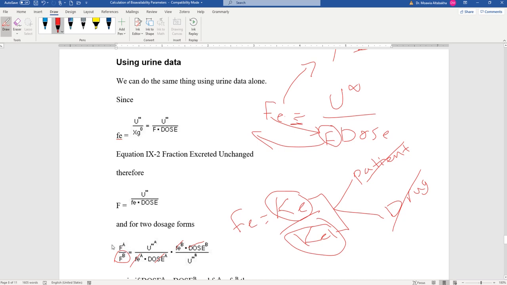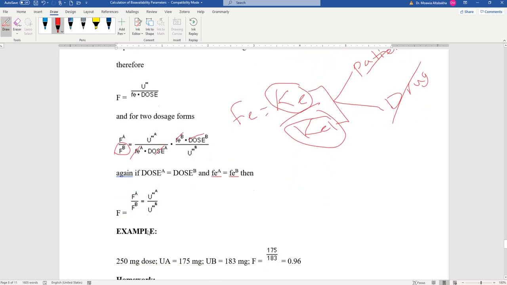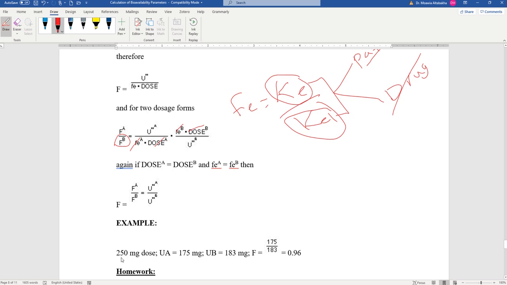Okay, if I'm comparing my product A with another reference product which is administered by any extravascular route, in this case the bioavailability that we calculate will be relative. Okay, let's see an example. We have a 250 milligram dose for product A and product B, the same dose. So I can remove this, and because I'm using the same subject, I can remove this.